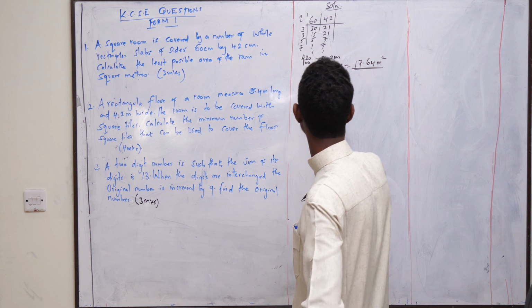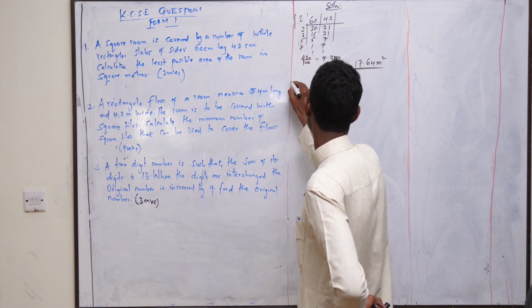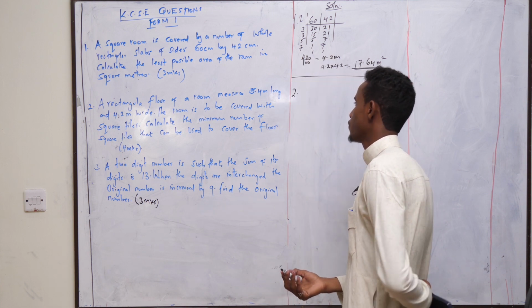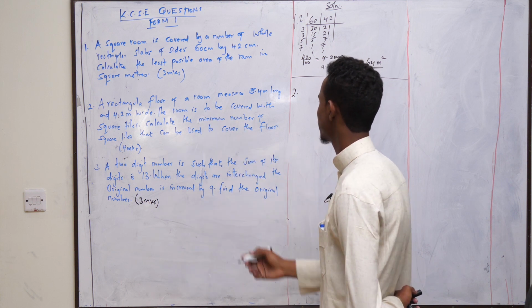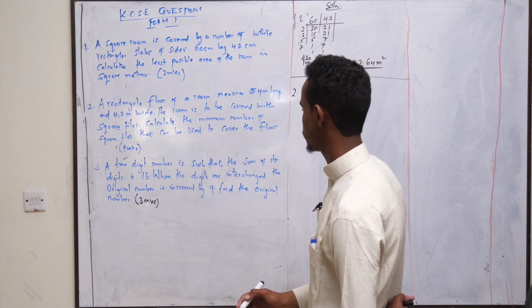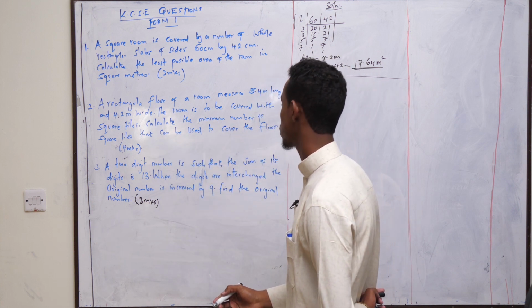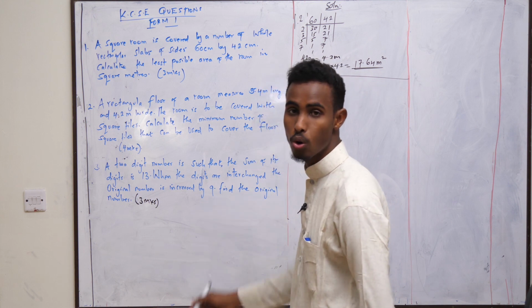Now let's go quickly to problem number 2. That was problem number 1. Problem number 2: a rectangular floor of a room measures 5.4 meters long and 4.2 meters wide. The room is to be covered with square tiles. Calculate the minimum number of square tiles that can be used to cover the floor of the room.